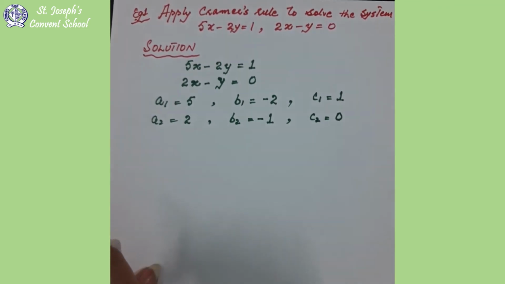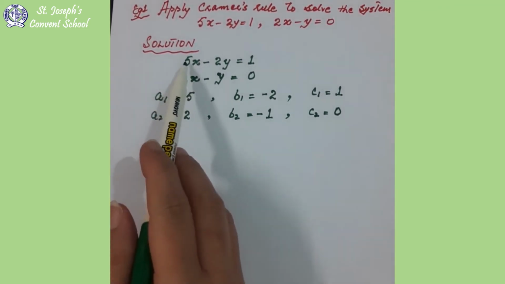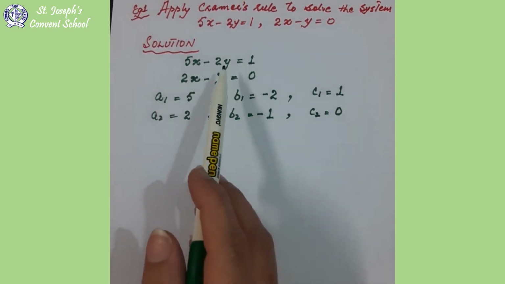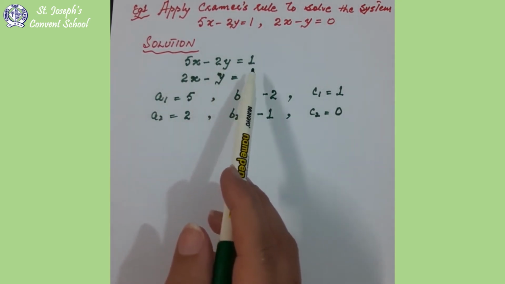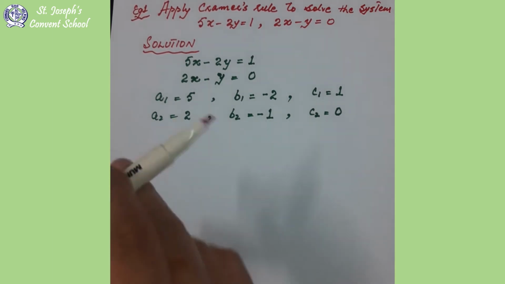So coefficient of x is a1, a2. Coefficient of y is b1, b2, and the constant is c1, c2. Now we will find the determinant D first and check if it is possible to solve it further or not. Okay, let's find determinant D.